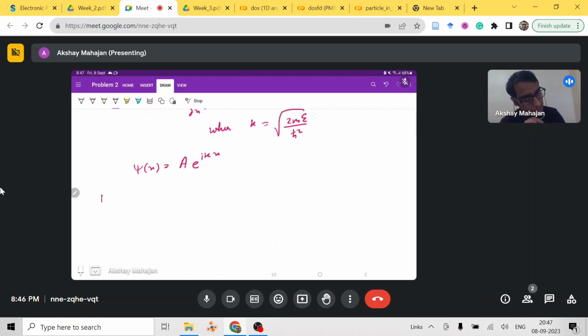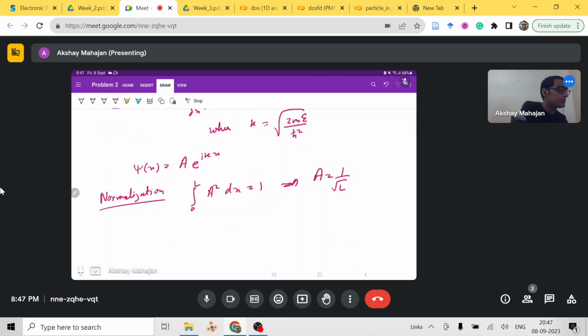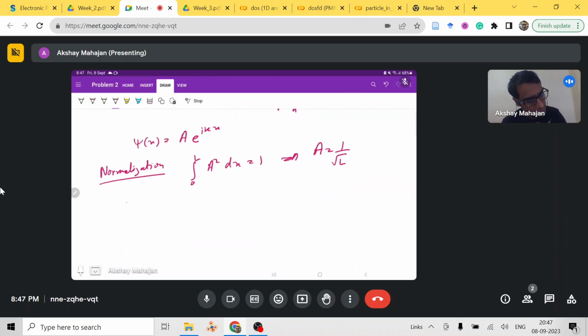Then if we do the normalization again, this is the same as we have done earlier. Again we have the integral from 0 to L of a squared dx equal to 1, and we get a equal to 1 by root of L. I am just skipping it because we have already done it. Again it was not required for our problem, but just for the sake of completion, for 1D also we will have 1 by root of L. This will be our wave function for the periodic boundary conditions, and energy as a function of k we know is h bar square k square by 2m.